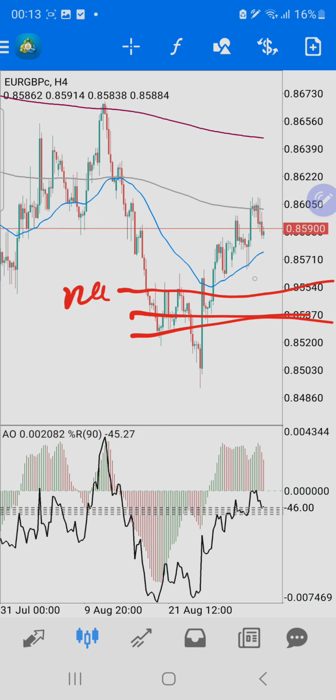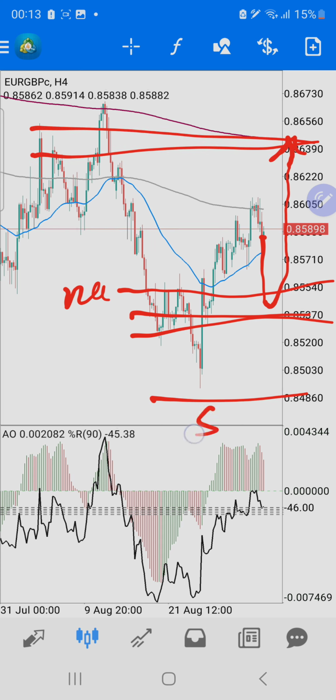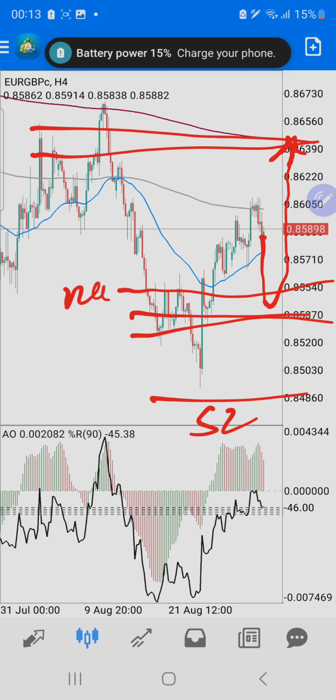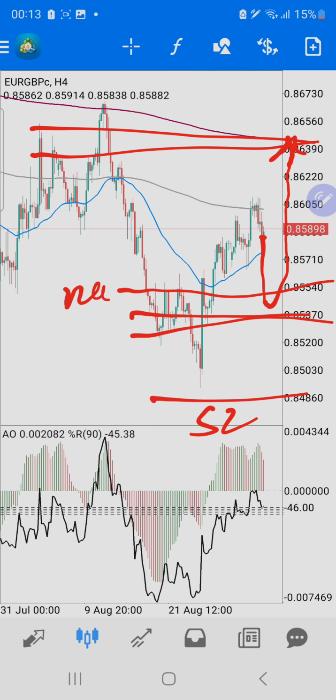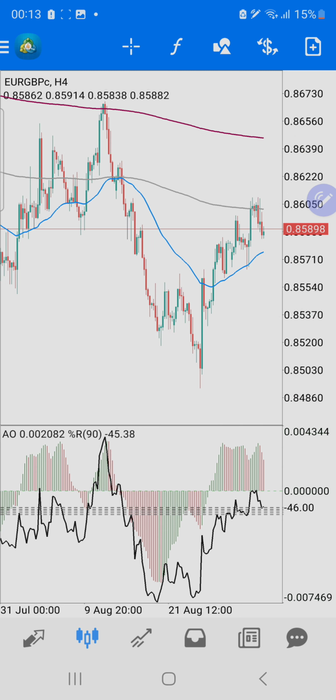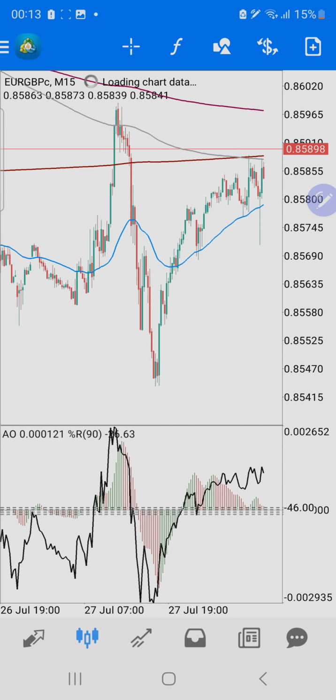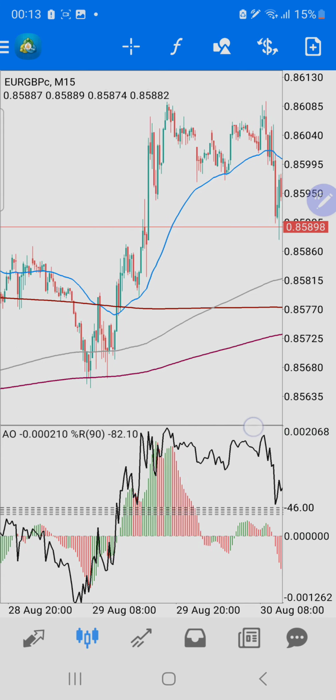This was our neckline, so I'm expecting it to do like this, to this level. Where would the stop loss be? Stop loss would be here. So this is a bigger chart. On a smaller chart you can find more and easier trades. Let me go to a smaller chart. Let's go on M15 and see what we have.